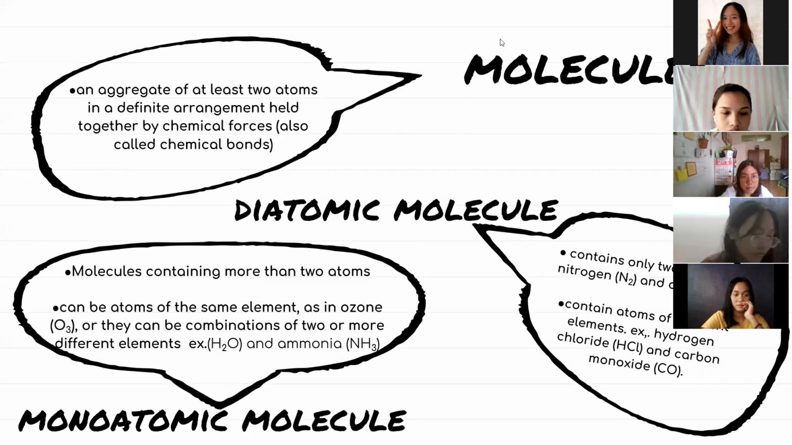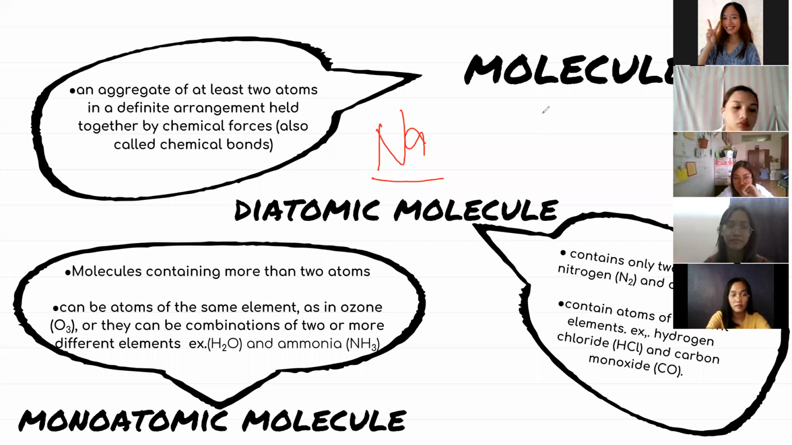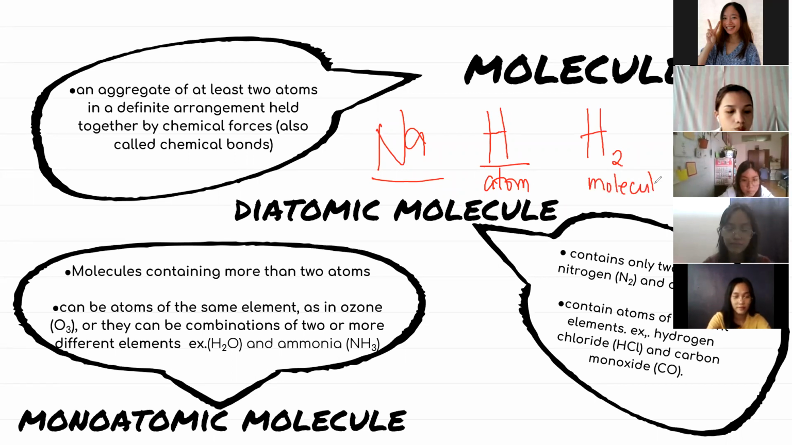So it is called a molecule only if it becomes a combination of two or more atoms. For example, a sodium atom is just one atom. Another example, a hydrogen atom is just one. But if this becomes H2, this is now called a hydrogen molecule. So we have two hydrogens combined together by a chemical bond. Hydrogen molecule: at least two atoms held together by a chemical force called chemical bonds. Now we have types of molecules.